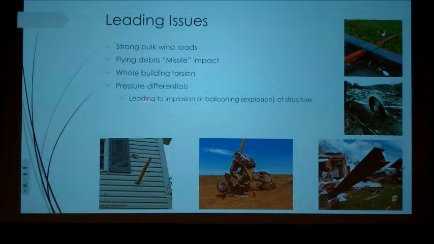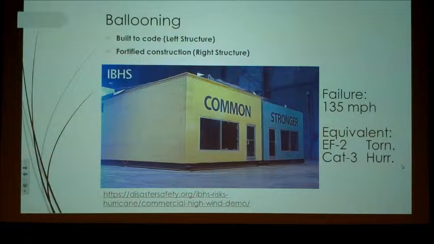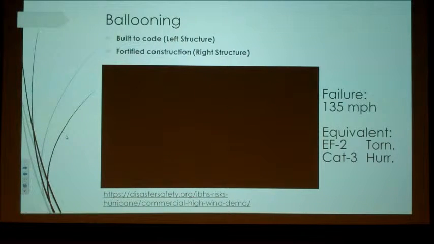So the pressure differential is probably the leading cause of the destruction of a building. It causes implosion and ballooning or explosion of the building. There's an example of that here soon. Here's the example of ballooning. So the left is built to code, a normal building here in the Midwest, and then the right is fortified with stronger building materials. This failure that you'll notice is at 135 miles per hour, and that's equivalent to an EF2.